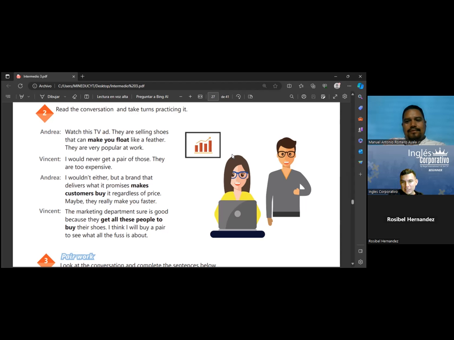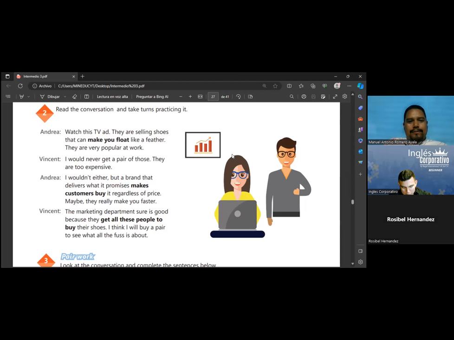Those. Is that this and those? This is singular and those is plural. Yeah. And the object is far away. Okay, those. This. I will never get a pair of those. Ah, exactly, those. Okay. I wouldn't either, but a brand that delivers what is promised.